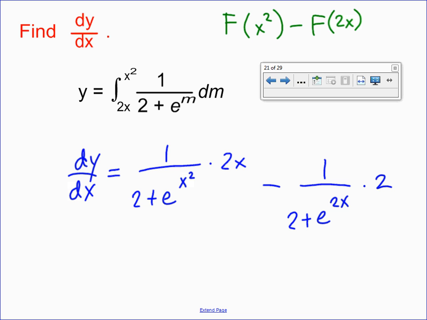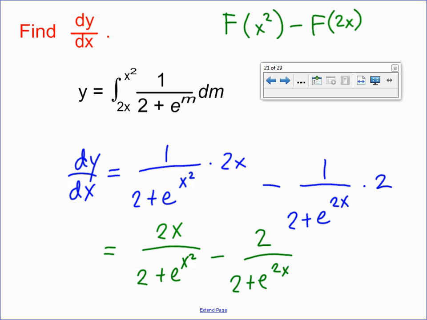Awesome. So we can make this look a little bit prettier, but not much. So what, 2x over 2 plus e to the x squared minus 2 over 2 plus e to the 2x. And those aren't common denominators, so I'll just stop there. We won't worry about that.